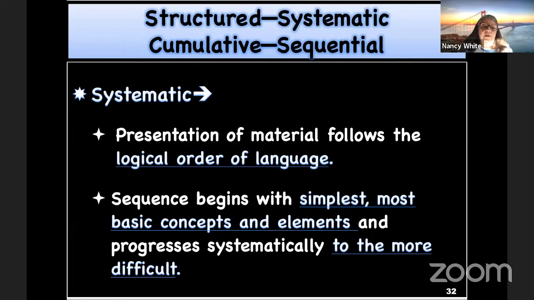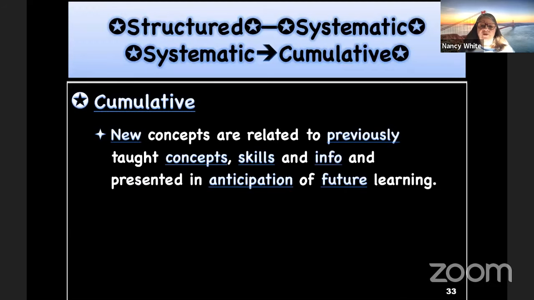The sequence begins with the simplest, most basic concepts and elements and progresses systematically to the more difficult, but always building. Remember, everything new that you're learning is based upon what you already know. And the better you know it, the easier it's going to be to add on new concepts. So new concepts are related to previously taught concepts, skills, and information.